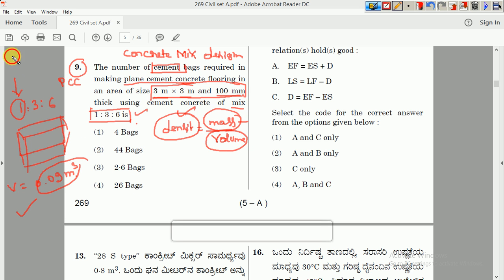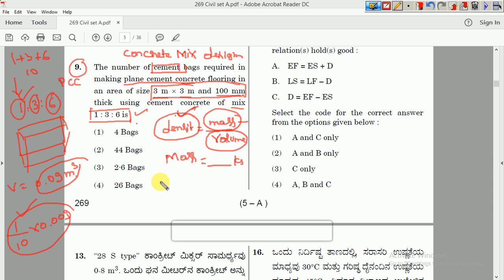Add the ratios, that is 1 + 3 + 6, which will become 10. In this ratio, 1 part of cement, 3 parts of fine aggregate and 6 parts of coarse aggregate. They are asking us to find the cement, so I'll take the ratio 1/10 into the volume. So I'll come to know the volume of the cement. You just add it over here and find that, and you know the density of the cement. By that you'll get a mass.